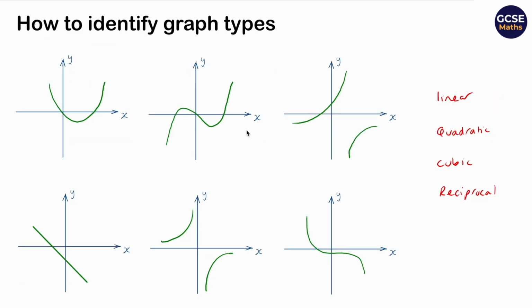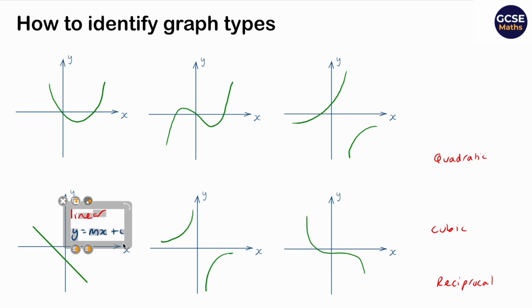Our final part now is to identify graph types. Now the hope is that you've just finished doing the quadratic video and you've previously done the linear video. So you've got 4 graph types here. If you remember, a linear graph comes in the form y equals mx plus c, and that was a straight line graph. So for the linear one, we're looking for the straight line. Well, that one is this one here.